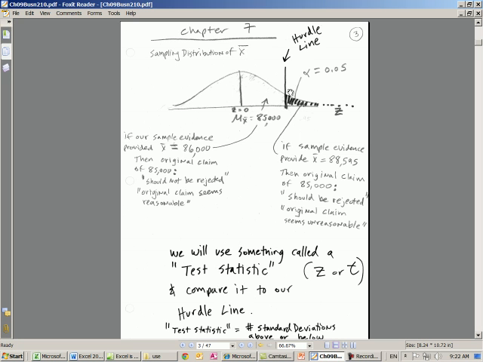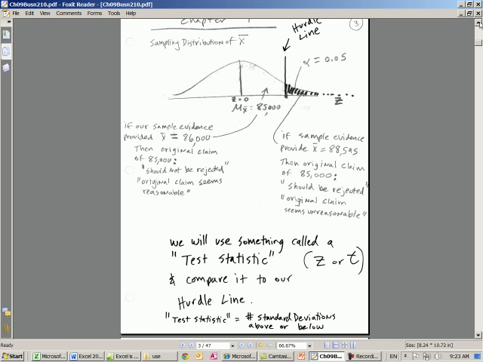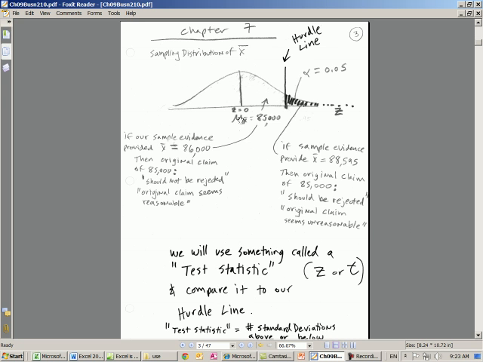Now, this is just one type of test. This is a one-tail on the right test. We'll see how to do a one-tail on the left and a two-tail test. Now, in this example right here, I have 85,000 here, and I'm directly comparing this $88,595, because it's out here, the original claim would seem unreasonable.